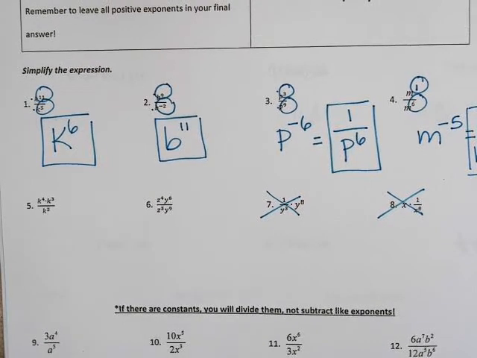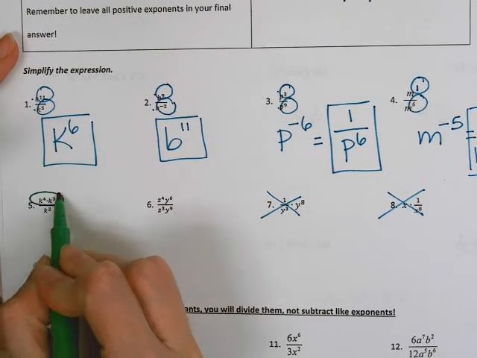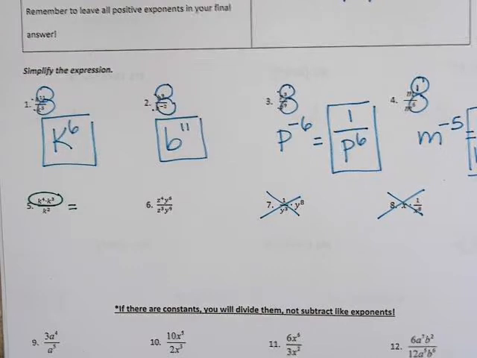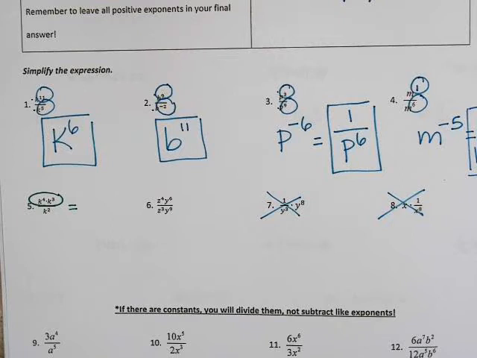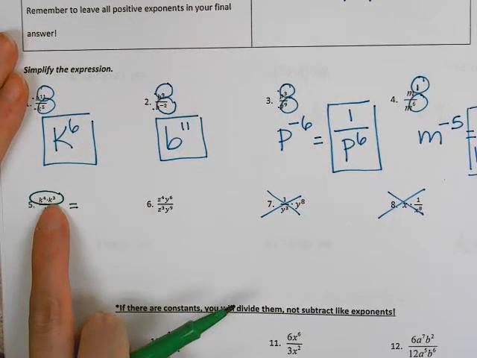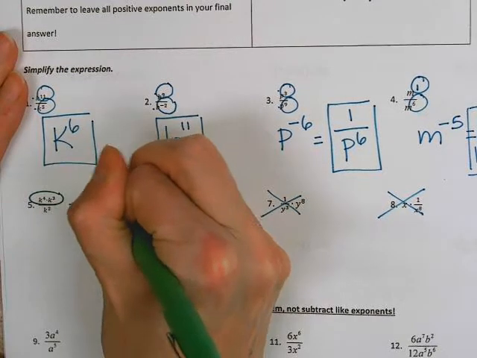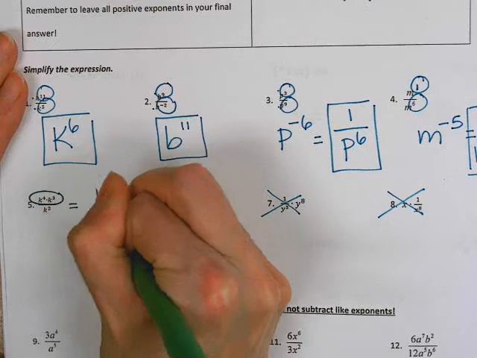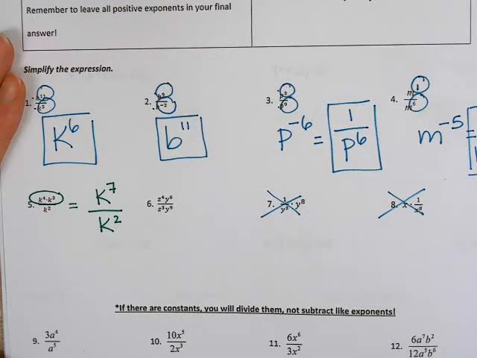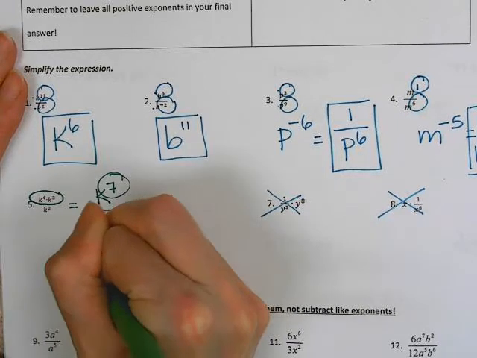All right, keep going. Number 5, now this one, we're going to actually clean up the top first. So on top first, K4 times K3, remember the rule when you're multiplying same bases you add? So across the top it'd be K7, and then now top to bottom we can subtract. So 7 minus 2 would be K5.